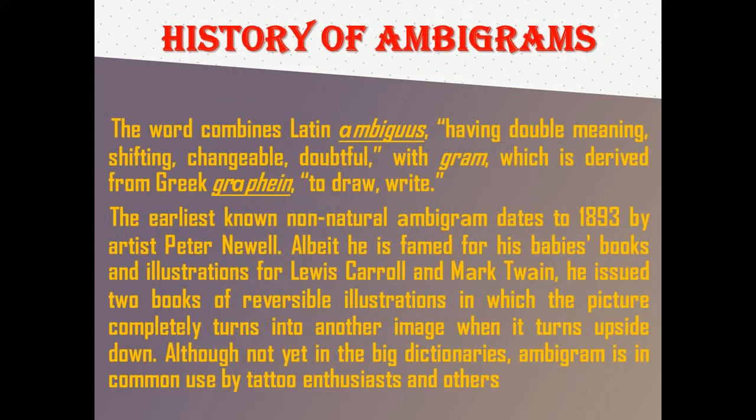The word combines Latin ambi, having double meaning, shifting, changeable, doubtful, with gram, which is derived from Greek graphein, to draw, write. The earliest known non-natural ambigram dates to 1893 by artist Peter Newell, famed for his children's books and illustrations for Lewis Carroll and Mark Twain. He issued 2 books of reversible illustrations in which the picture completely turns into another image when it is turned upside down. Although not yet in the big dictionaries, ambigram is in common use by tattoo enthusiasts and others.